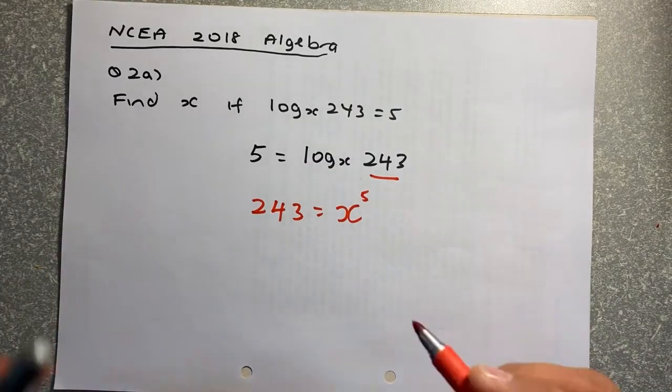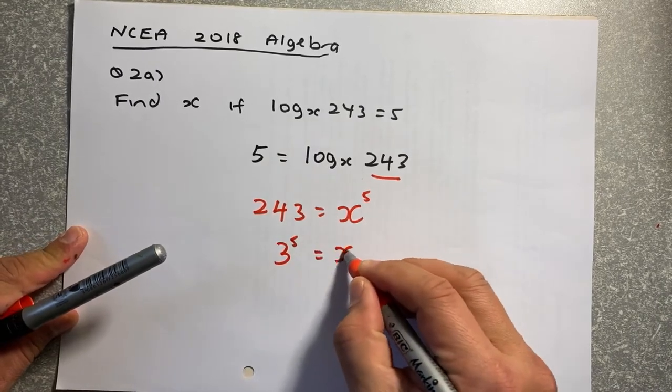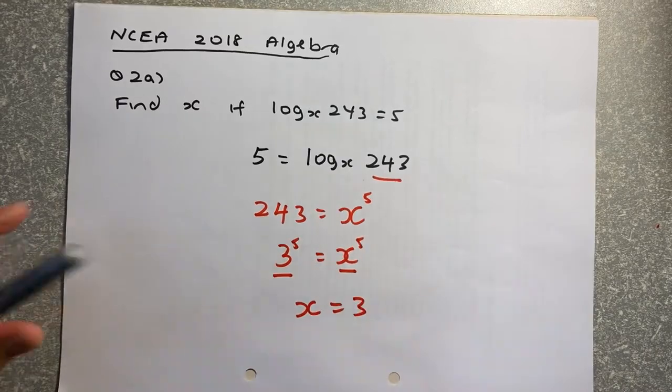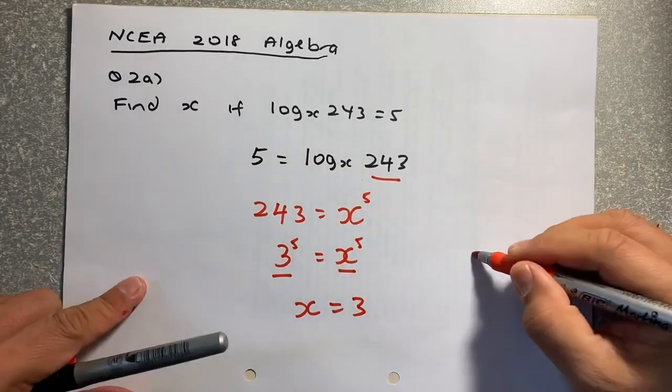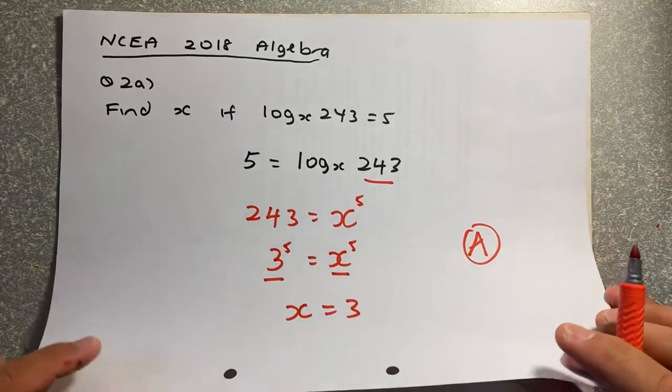To make it the same, 243 is 3 to the power 5, equal to x to the 5. Then you can conclude that x equals 3. That is again another Achieved in the NCEA Level 2 exam.